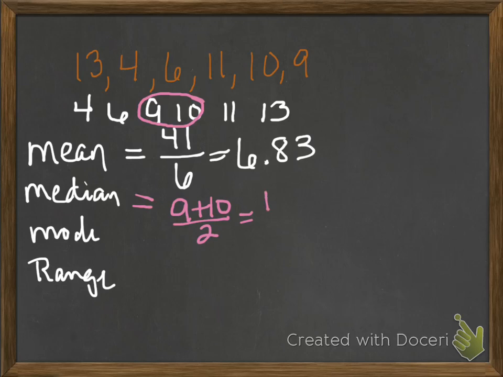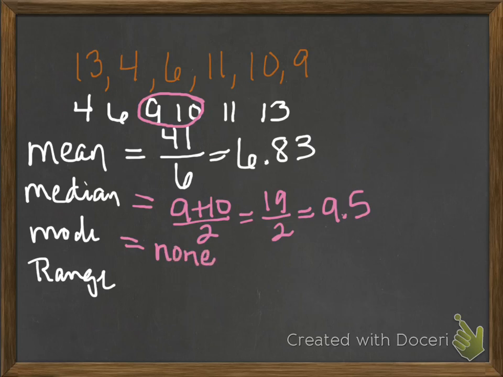So 9 plus 10 is 19 divided by 2, and I am going to get 9.5. Now some of you can tell that between 9 and 10 the middle number is 9.5, and that's fine. Mode. Is there a number that occurs more than any other number? And the answer is no. So there's none. Or you could put no mode.